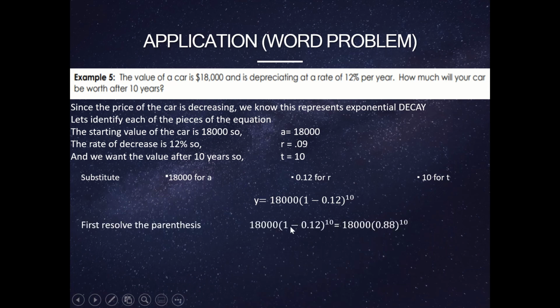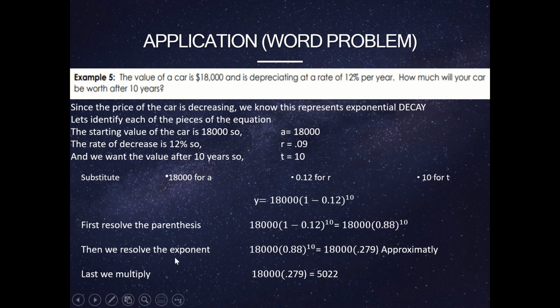Resolve the parentheses, subtracting here, we get 0.88. Then we're going to resolve the exponent, 0.88 to the 10th. That's a lot of multiplying. Calculator would be helpful there. I've got an approximate decimal here. And last, we multiply 18,000 by 0.279, and that tells us 5,022. So your car, which you bought at 18,000, after just 10 years, is now worth only $5,022. That's kind of a bummer.